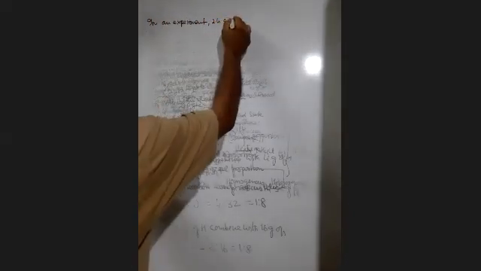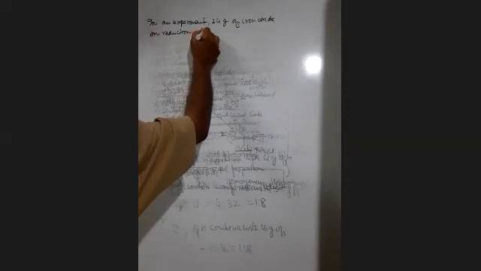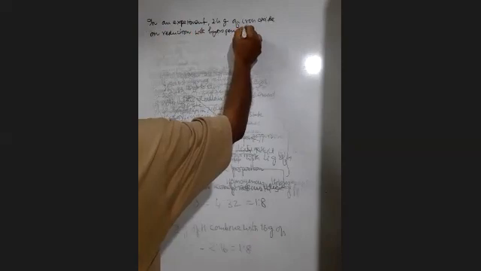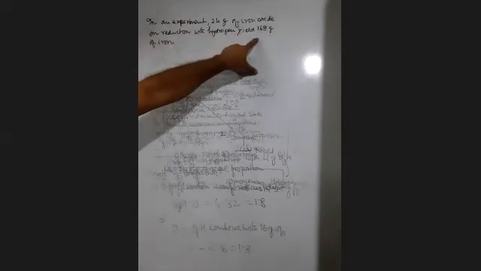In an experiment, 2.4 gram of iron oxide on reduction with hydrogen yields 1.68 gram of iron.